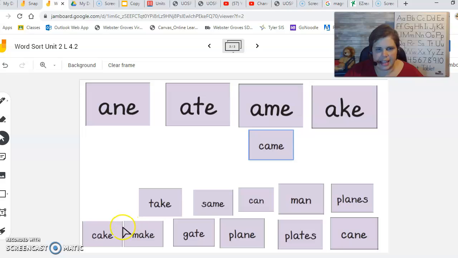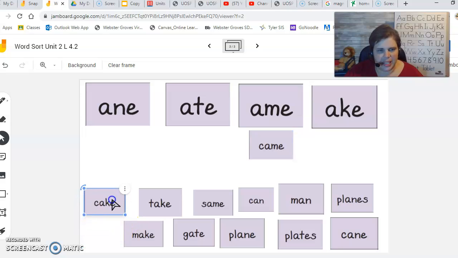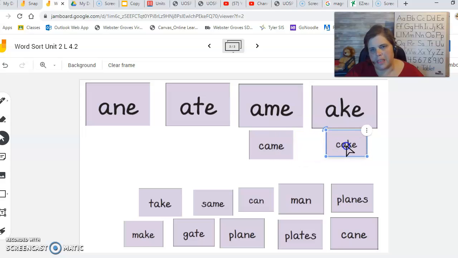All right, let's take a look at the next one. What's this word, guys? Cake. What do you think? Okay, yeah, it's going to go under the word part ache. Ache with a C at the beginning is cake.